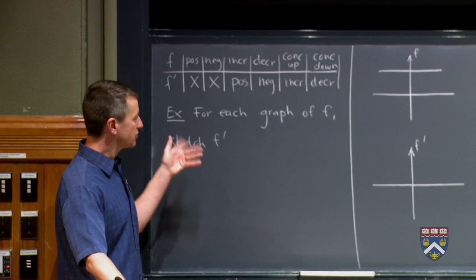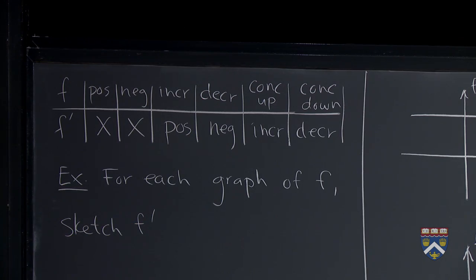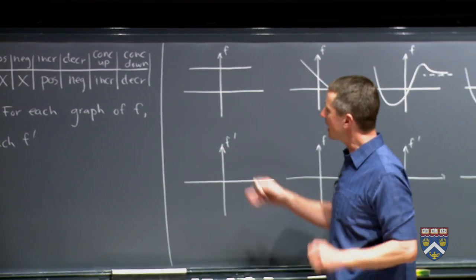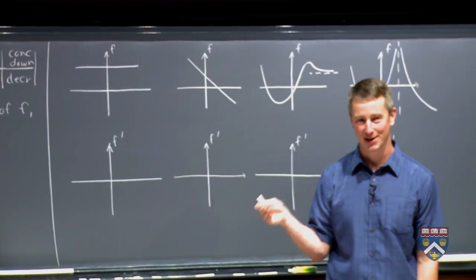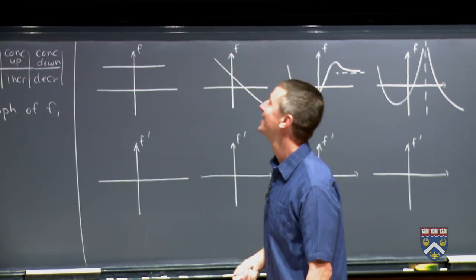And now we want to try, as promised, given a graph of f, to sketch what f prime looks like. And we'll try to make use of the chart where it's appropriate. So here's my first graph of f. F is simply a perfectly horizontal line. A lot of people like to call these straight lines, but really all lines are straight. This is a horizontal line.